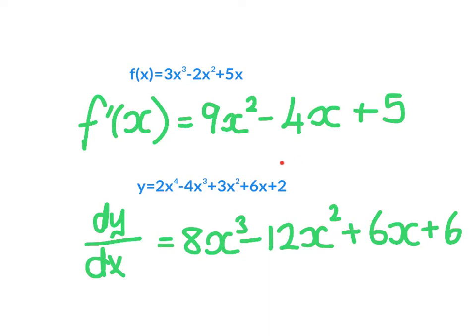So a key point for you today is that any constant terms in the original function will disappear in the derivative. They will be equal to 0.